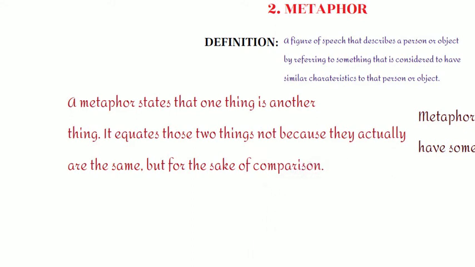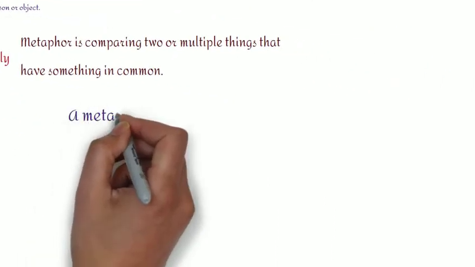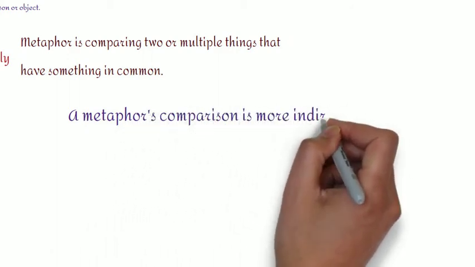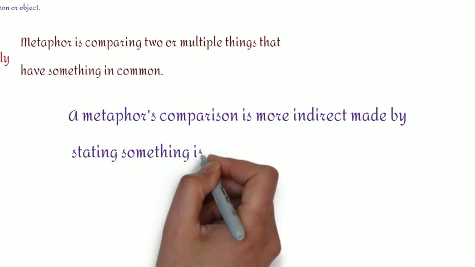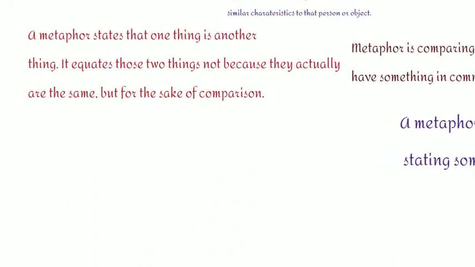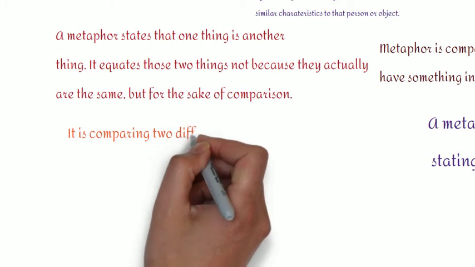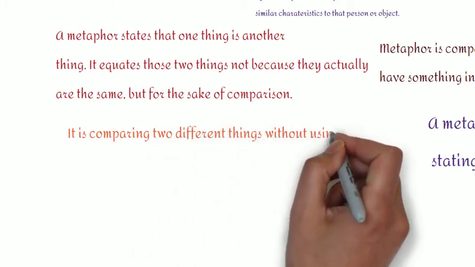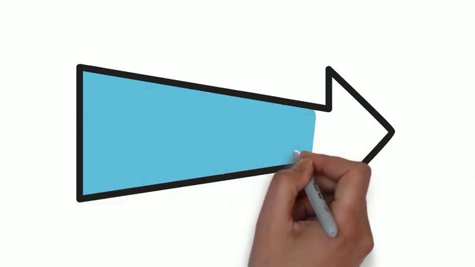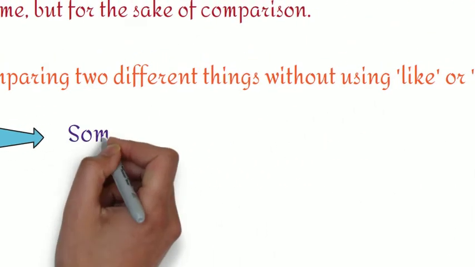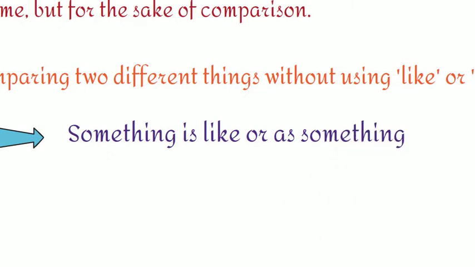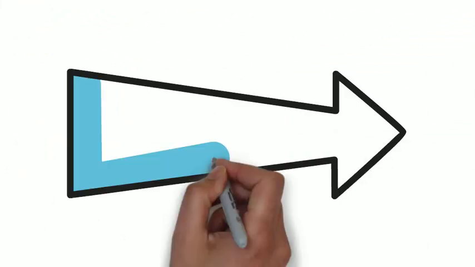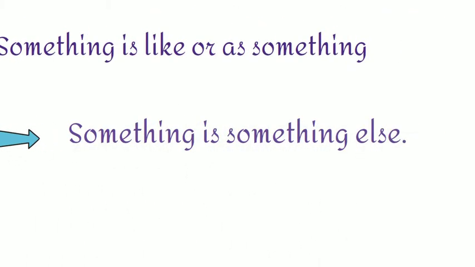But unlike a simile, where two things are compared directly using like or as, a metaphor's comparison is more indirect, usually made by stating something is something else. In other words, it is comparing two different things without using like or as. Simple difference between simile and metaphor is when you use a simile, you say that something is like or as something, and when you use a metaphor, you say that something is something else.